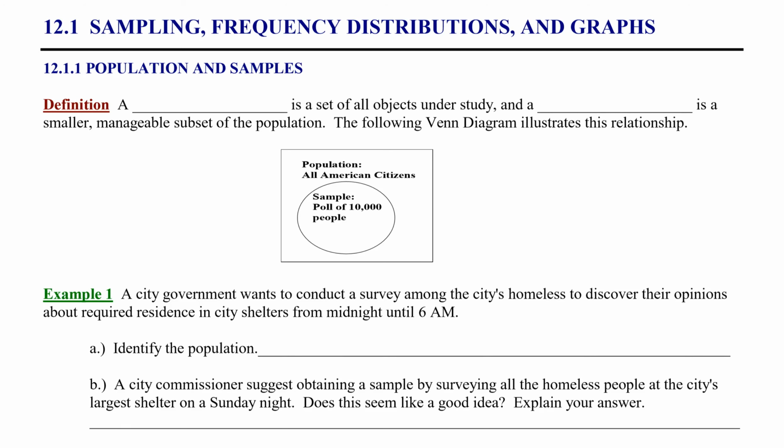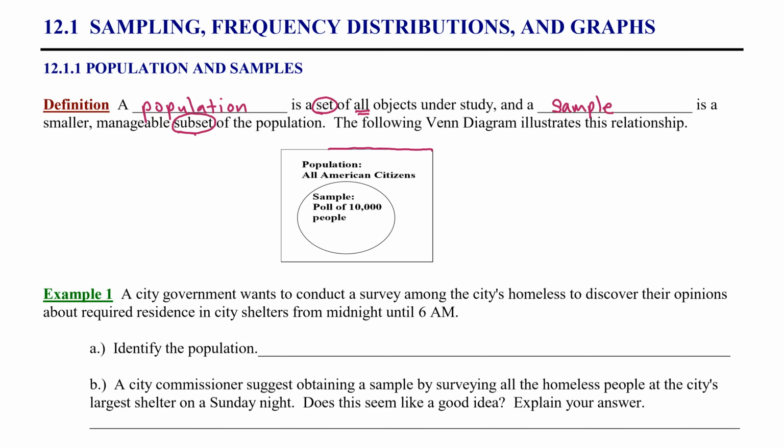and samples. Now, a population is a set of all objects under study. Notice it is a set. It is our frame of reference. So this is like the universal set that we studied in Chapter 2. And a sample is a smaller, manageable subset of the population. The following Venn diagram illustrates this relationship.